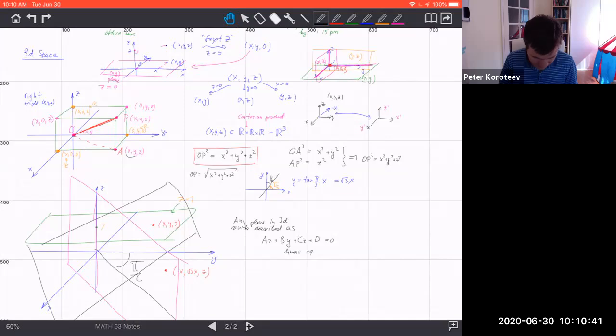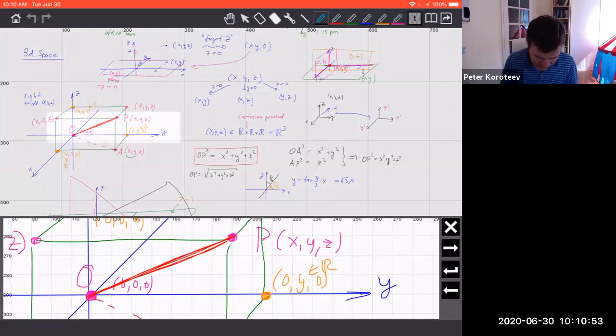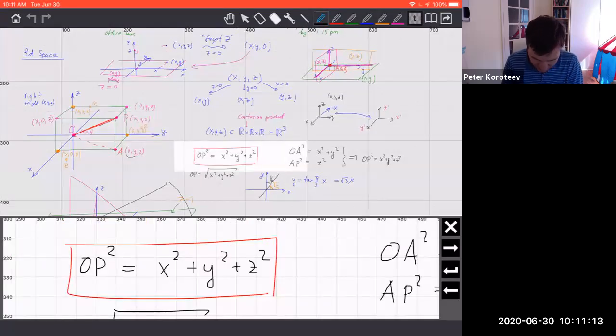In order to depict a point in three-dimensional space, you would draw a parallelepiped inscribed into the coordinate frame, with one vertex at the origin, and the opposite vertex at the point P with coordinates x, y, and z, which you want to study. Then we talked about the distance formula. The square of the distance is the sum of squares of coordinates. So OP squared is equal to x squared plus y squared plus z squared.